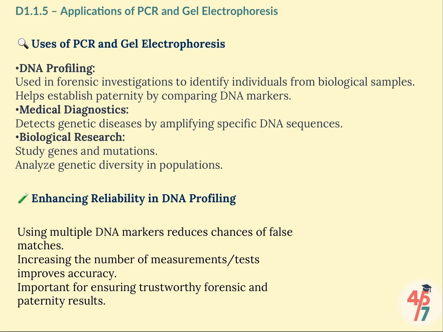We're comparing these bands. And a pro tip for exam reliability: how do we make sure we don't convict the wrong person, like maybe it's just similar DNA? That's why we use multiple markers. Multiple DNA markers reduce our chance of false matches. The more markers you check, the lower the chance of a false match. And this is really important for ensuring trustworthiness.